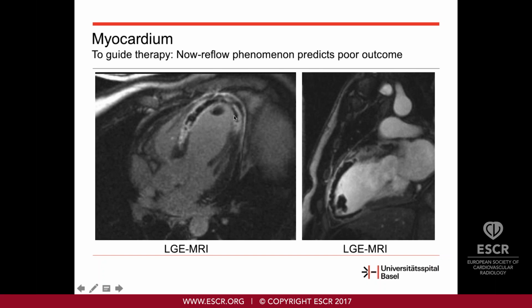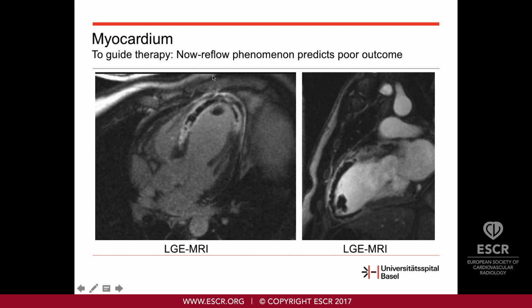There are further signs that help us to predict outcome and to guide therapy. For example, this patient has the no reflow phenomenon. In this patient we see infarction of the apex, here on this horizontal long axis view, the bright area extending towards the septum, the lateral wall, also extending towards the anterior wall, and the inferior wall. This is thrombus, by the way.